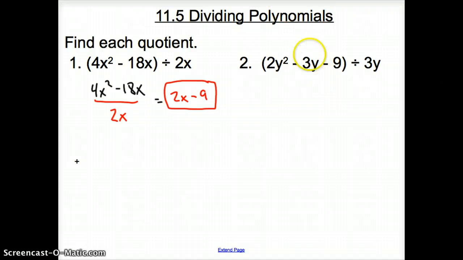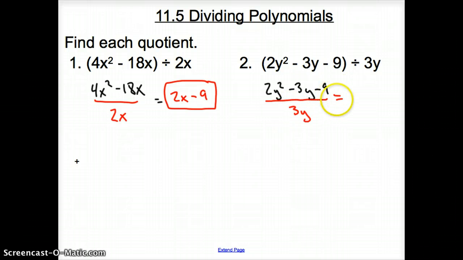With 2, we want to bring what we're dividing out of those parentheses, so it's going to be 2y squared minus 3y minus 9. That's going to go over 3y, and we do the same process.